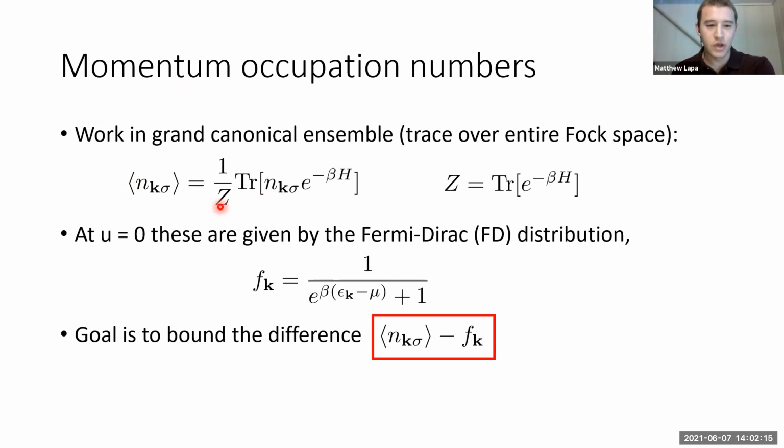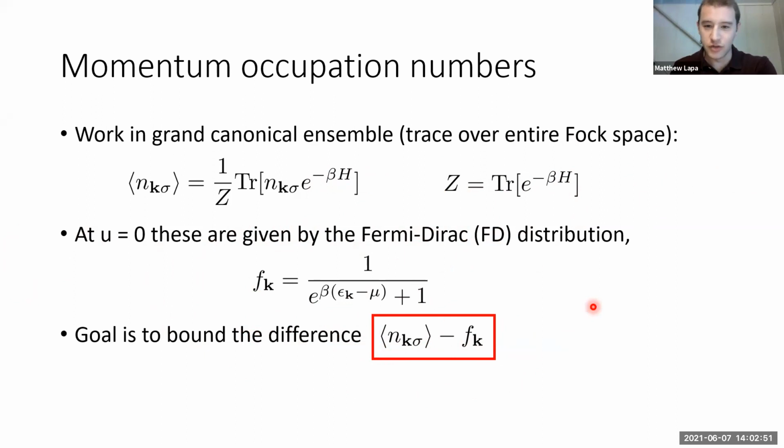So the expectation value of n_{k,sigma}, and we'll work in the grand canonical ensemble. In that case, I just mean this trace is taken over the entire Fock space, so over all different particle number sectors. And I absorb the chemical potential into H, so it doesn't appear here. When the interaction is zero, we know these are given by a Fermi-Dirac distribution. And the goal will be to try to get a bound on the difference between the true momentum occupation numbers and the Fermi-Dirac distribution.